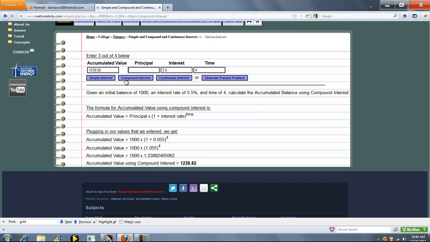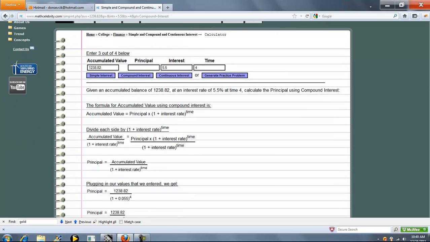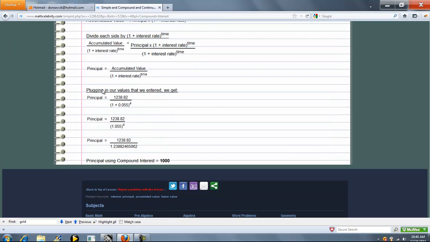Let's go ahead and solve for principal. So again, here's our original equation. The calculator is going to go ahead and solve for principal by canceling out certain items and rearranging. We get the principal equation here, plug in our values, and we get 1,000.